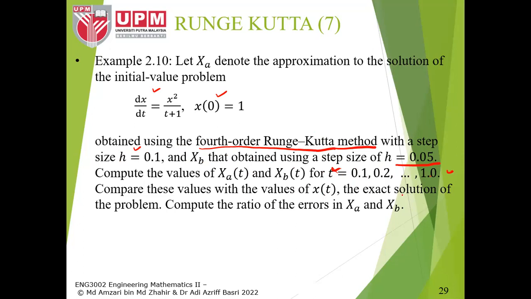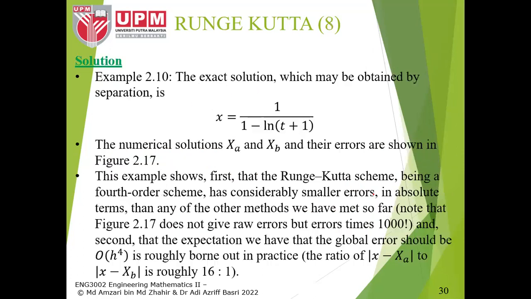Then you need to find the error ratio of xa and xb. Same question, but using a different method. First of all, you need to integrate the function in order to obtain the exact x value, xt. So you integrate the same one, and you will get the same one. Next, you need to find xa and xb, similar to previously, but with a different method.